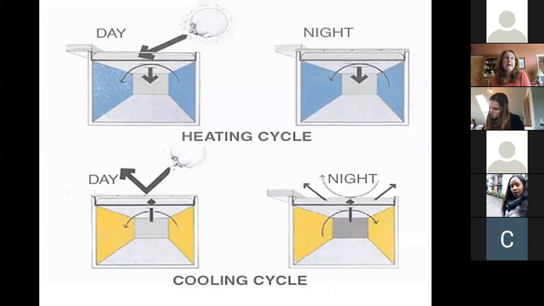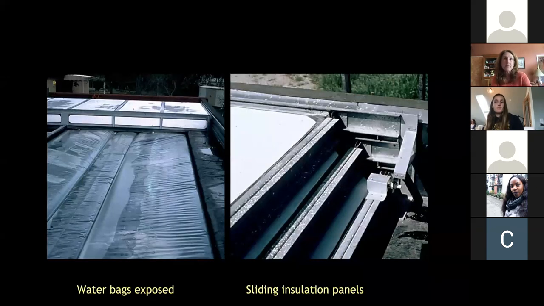And then in heating, the top two pictures are exactly the opposite. You would open the panels during the day, and you would soak up the solar radiation. And then at night, you would insulate and close the panels. So the same system works both summer and winter, but the day and night cycles are reversed. Here's just a close-up of one system. You can see the water bags exposed, and then the sliding insulation panels on the right.